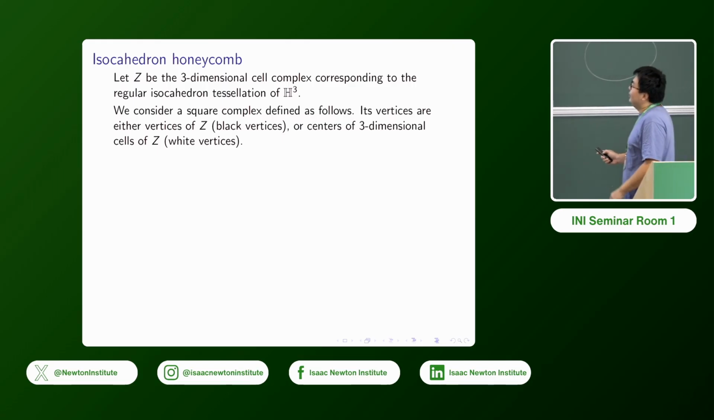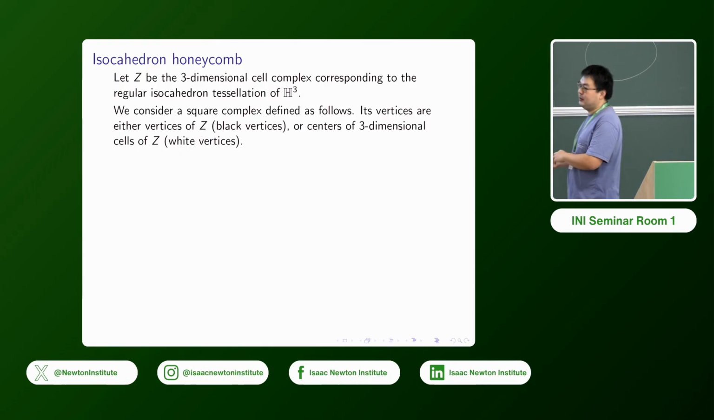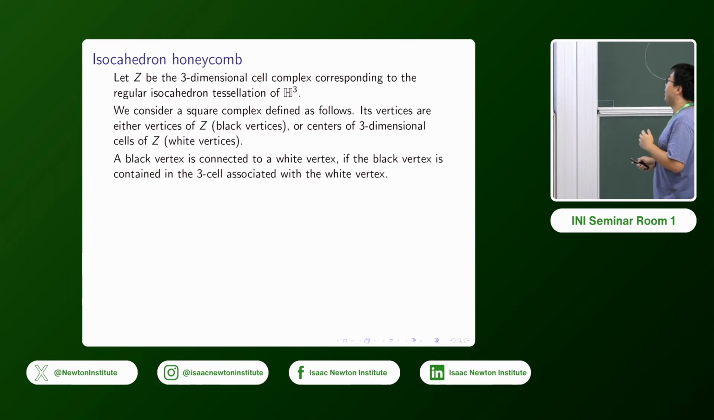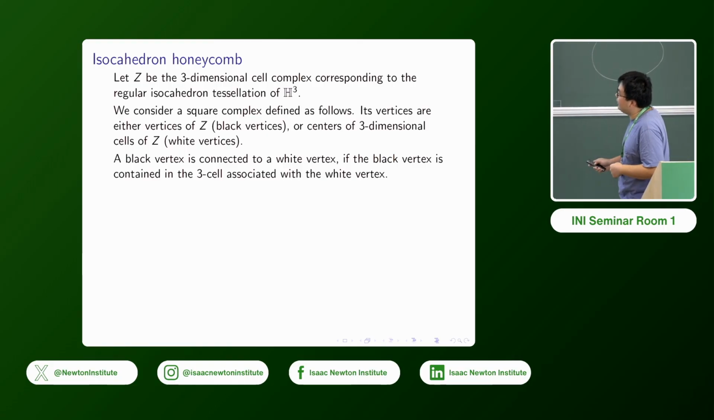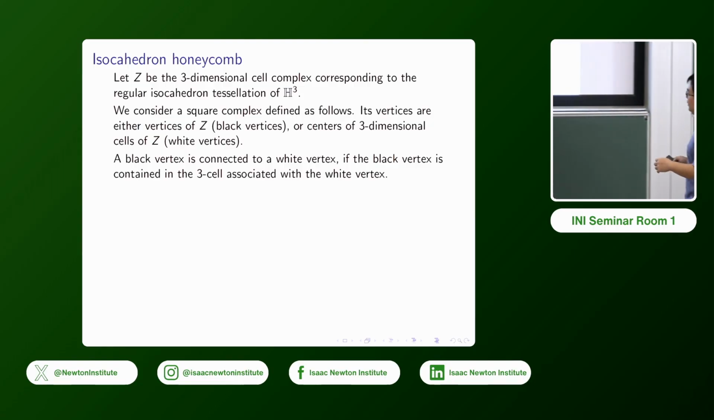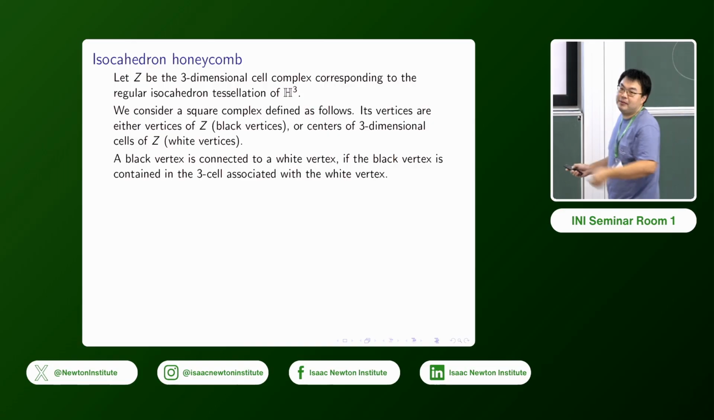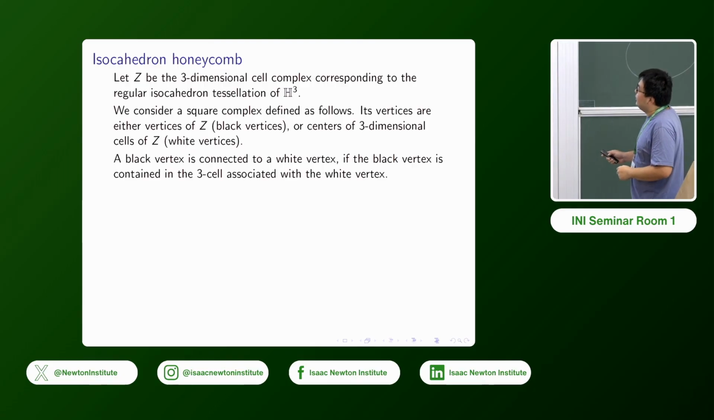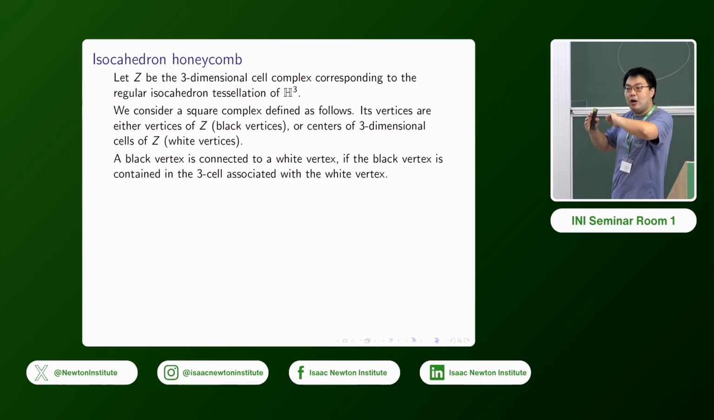Basically, the vertices of this complex are either the original vertices of your 3-dimensional complex, which we call black vertices, or the centers of the 3-dimensional cells, which we call white vertices. So that's two types of vertices, black and white. Then we define the edges. We say a black vertex is connected to a white vertex if the black vertex is contained in the 3-cell with this white vertex as its center. So the edges just correspond to which vertex is contained in which 3-cell, and that's exactly what we want to understand. I want to emphasize that Z had some edges by itself, and I'm going to ignore all the original edges of Z.